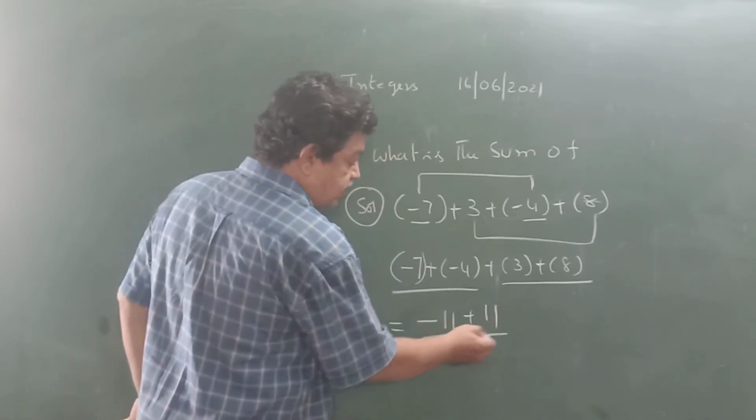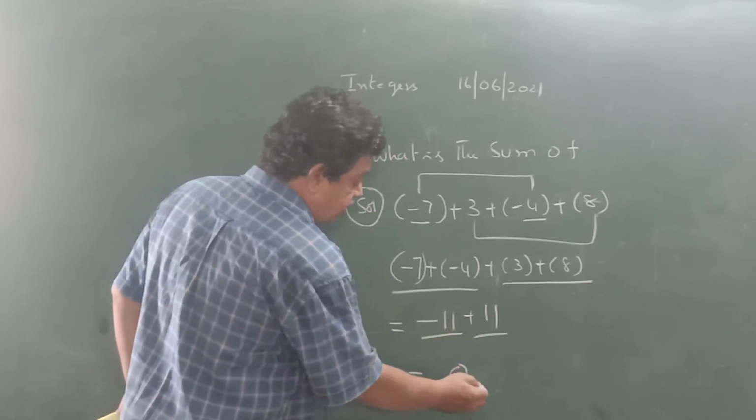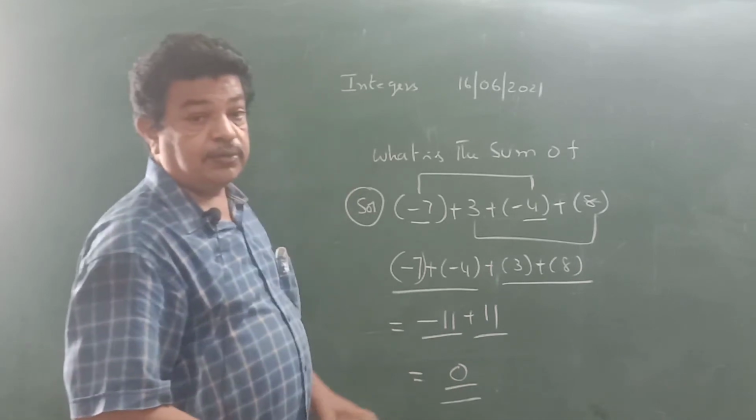Now, minus 11 plus 11, they two are additive inverses of each other. Therefore, the final sum is equal to 0.